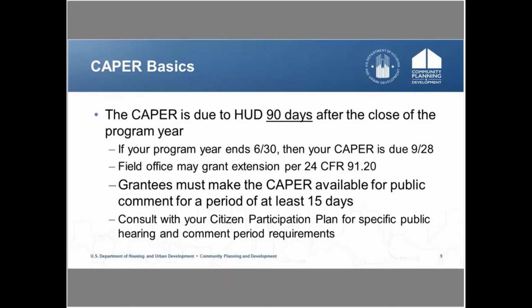The CAPER is due to HUD 90 days after the end of your program year. For example, this year, if your program year ends on June 30th, then your CAPER would be due on September 28th. Field offices can grant extensions to the CAPER, so if an extension is necessary, it's important to reach out and request one through your field office.